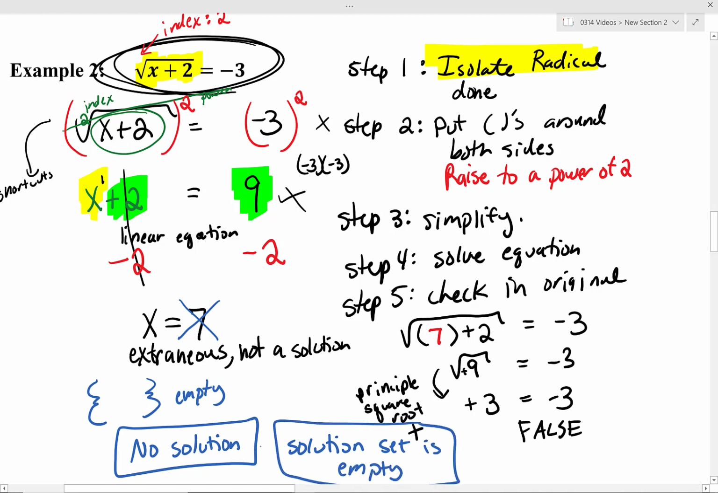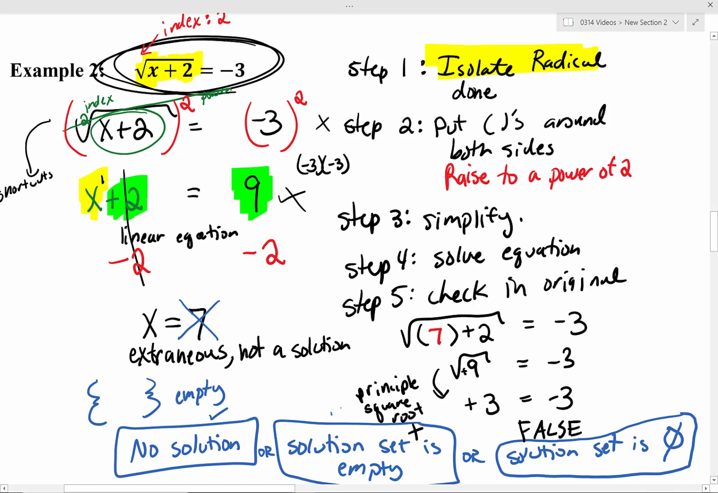Or we could say that the solution set is, and we could use that circle with that diagonal line through it. That means the same thing as the solution set is empty. So sometimes you might see no solution, sometimes you might see the solution set is empty, or sometimes you might see the solution set is empty, meaning using that notation with the circle with the diagonal line through it. Okay, so all these mean the same thing. You might see one or you might see the other, but you need to know that all 3 of those really mean exactly the same thing. There's no solution to this particular equation.